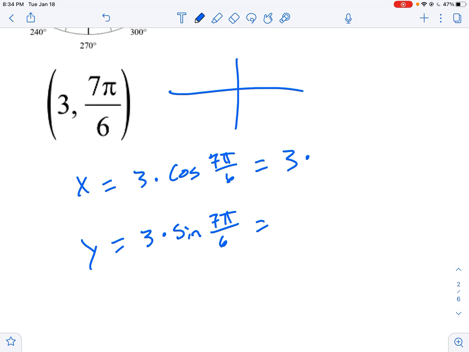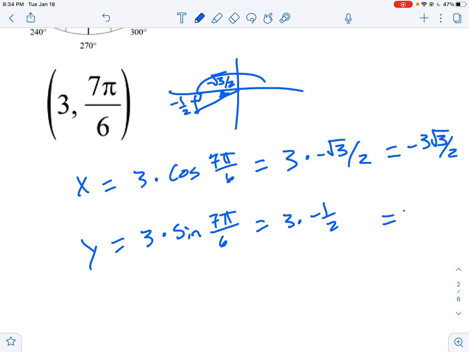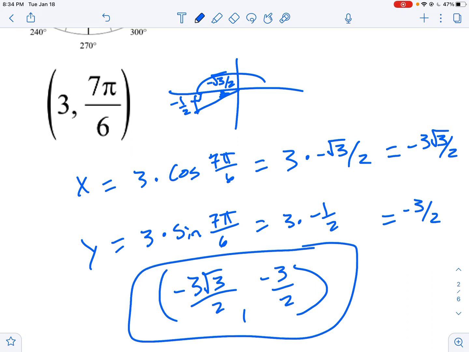Well, if I don't have my unit circle handy, I can do a quick sketch. I know this is pi, this will be 7 pi 6, so I got a 30-degree angle here. So this is going to be negative 1/2 and negative root 3 over 2. And so this one is going to be 3 times negative root 3 over 2. And this is going to be 3 times negative 1/2, again, actually. So we got negative 3 root 3 over 2 and negative 3/2. So altogether, negative 3 root 3 over 2, comma, negative 3/2. And those are my rectangular coordinates there.